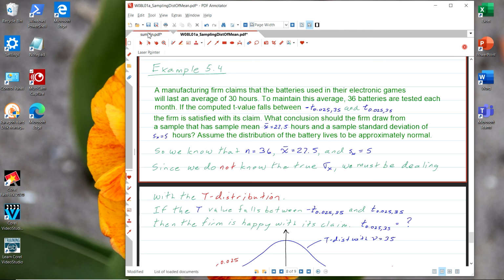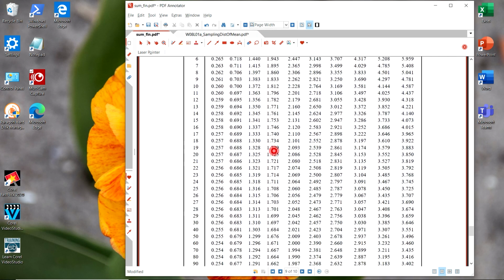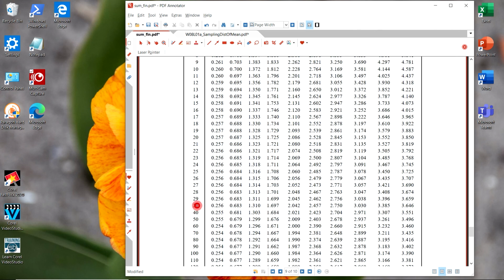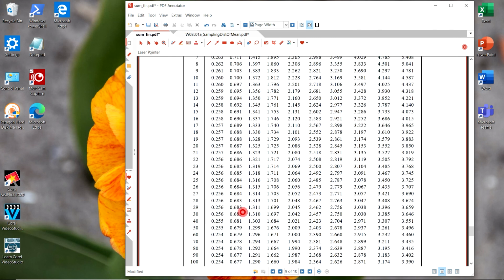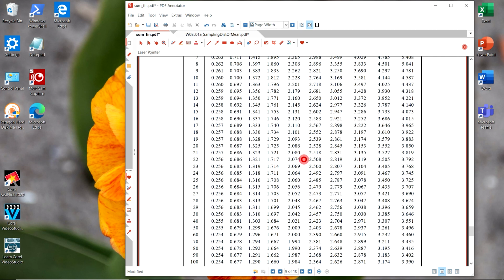Let's go back to our summary pages. Remember, we're looking for area to the right of 0.025, and we have 35 degrees of freedom. So we look at our summary pages. I'm looking for 35 degrees of freedom. I don't see it. I do see 30 and 40. Let's look at the column which says 0.025, the fifth column. I want to be between 30 and 40, so the number I'm looking for will lie somewhere between 2.042 and 2.021. I would guesstimate 2.03 would be a good number to use here.